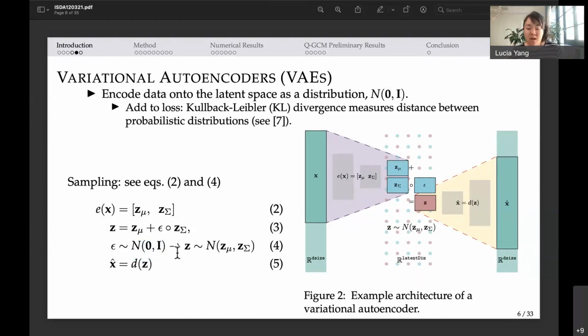So yeah, a variational autoencoder is a specific type of autoencoder that has this extra condition that the latent space is encouraged to be a standard normal distribution.